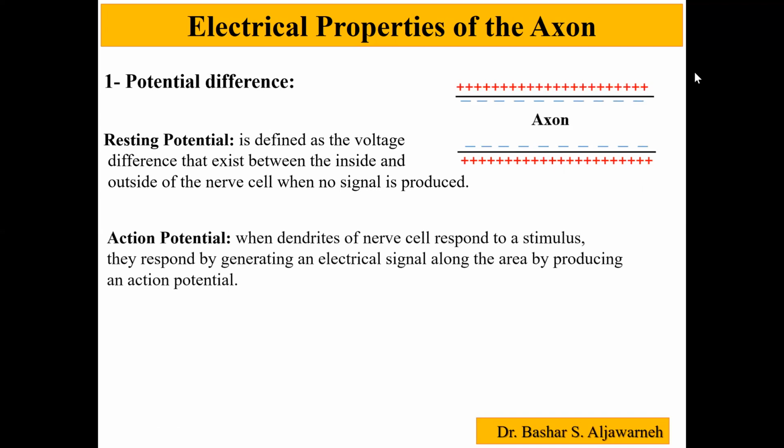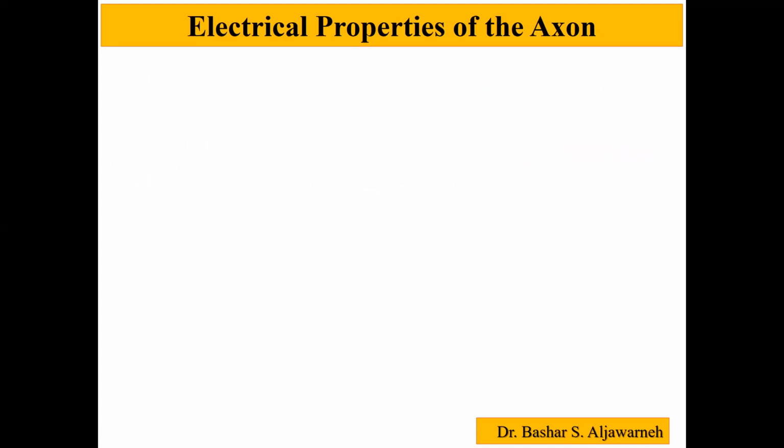The second potential is defined as follows: when the dendrites of the nerve cell respond to an action or stimulus, they generate an electrical signal along the axon by producing an action potential. So, as a summary, we have the resting potential when there is no signal, and the action potential when there is a signal. The second property of the axon is resistance.